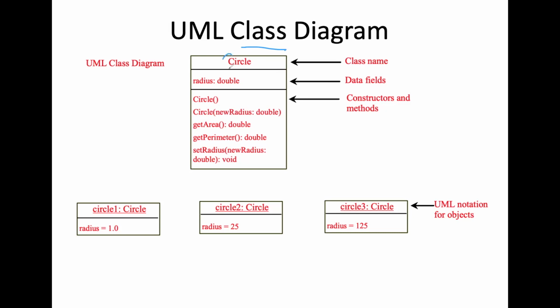On the very top, you have class name. In the middle portion, we have properties or fields. On the very bottom, you have a list of behaviors. These are methods, including constructors. This is just for one circle class. You could have other classes by different names.